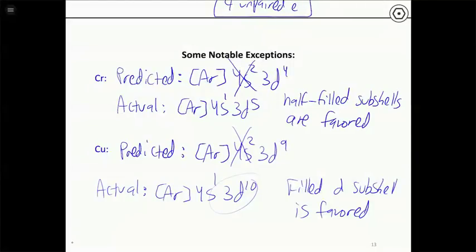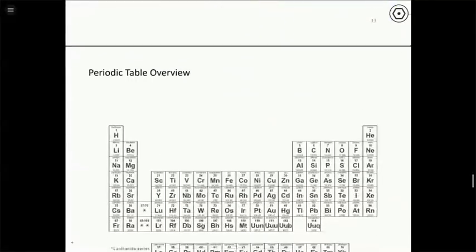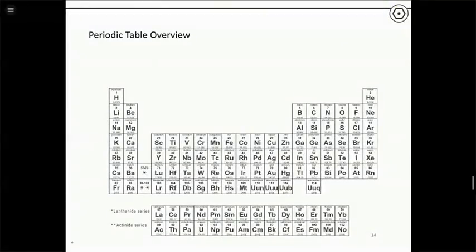Now there are many more exceptions than this, especially in the heavier elements down in the 6th and 7th row of the periodic table. There's a lot of weird configurations that don't quite match the periodic table, but these are the only two we want you to know about as being exceptions. Okay? So then what we're going to come to now is an overview of the periodic table. So we now know how to determine electron configurations, and the importance of doing that.